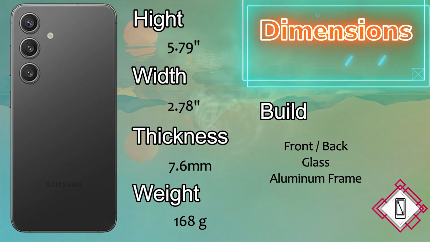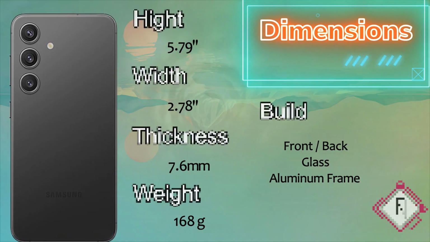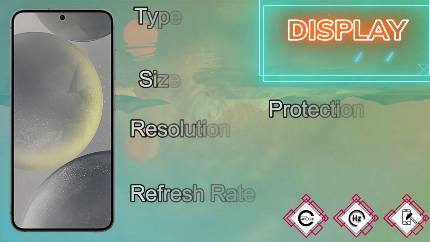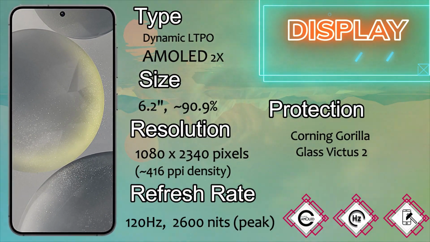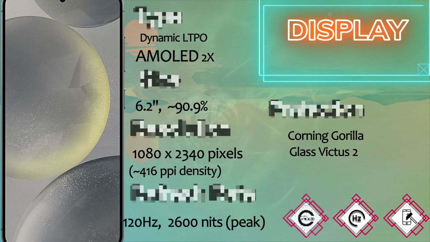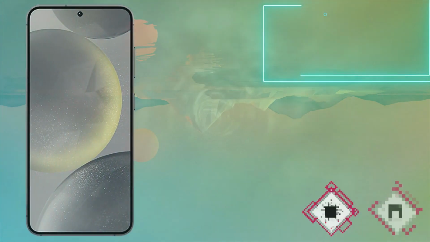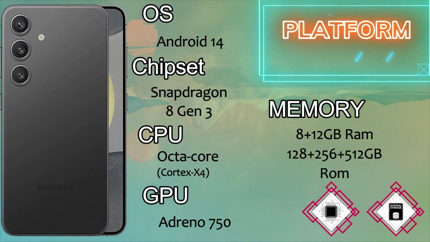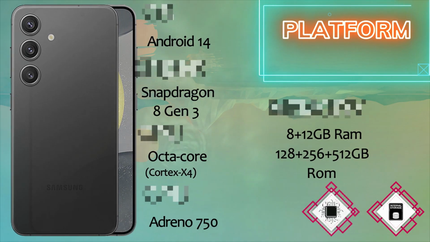The display of Samsung Galaxy S24, it comes with Dynamic LTPO AMOLED 2X. The size is 6.2 inch with 90.9% screen-to-body ratio. The resolution of Samsung Galaxy S24, it comes with 1080 by 2340 pixels with 416 ppi. The refresh rate of Samsung Galaxy S24, it comes with 120Hz refresh rate with 2600 nits peak brightness. The screen protection of Samsung Galaxy S24 is Corning Gorilla Glass Victus 2.